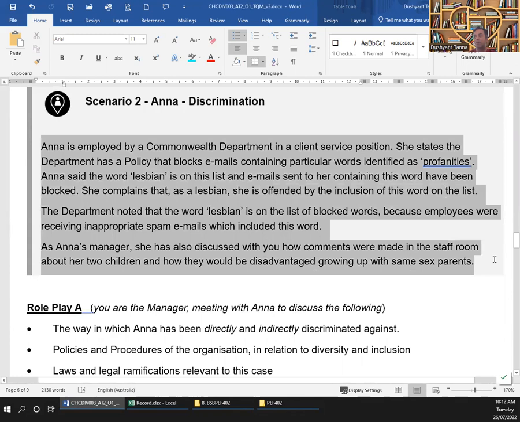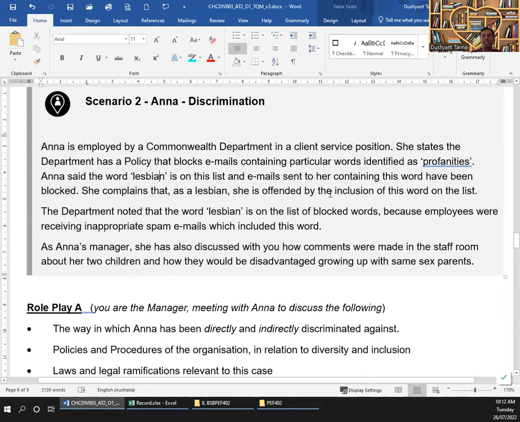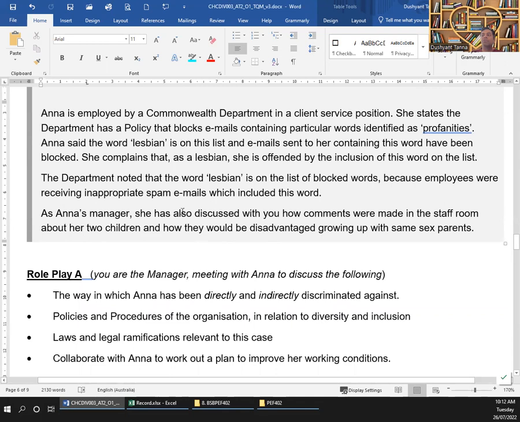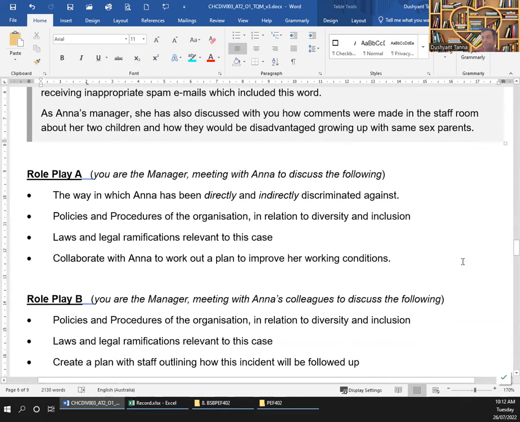Right. Scenario two, same scenario: Anna is employed in a communal department. She states that the department has a policy which blocks some email with profanities. Anna said lesbian is on the list and she's offended because she's a lesbian. She complains that she's been excluded and that lesbian shouldn't be on the exclusion list, shouldn't be treated as a spam email, in other words. The department noted it is on a block list word because an employee sent an inappropriate spam email which included that word. As Anna's manager, that's yourself, she also discussed with you how comments were made in the staff room about her two children and that they would be disadvantaged growing up with same-sex parents.